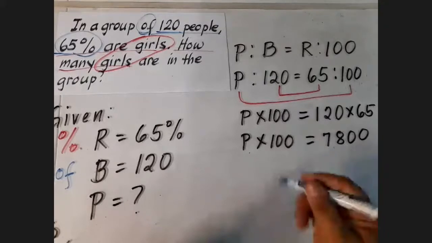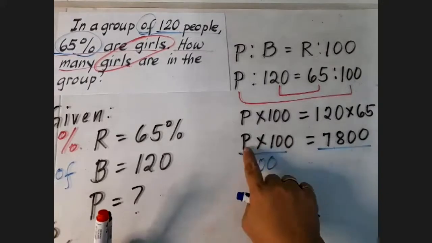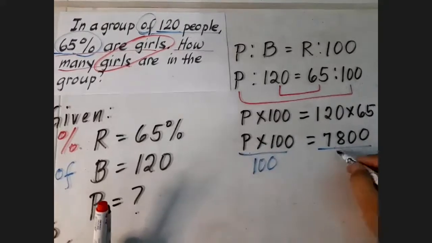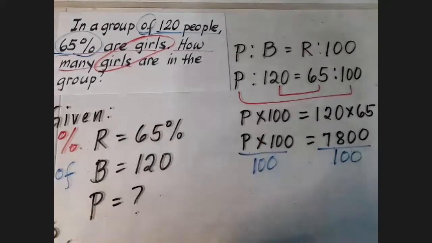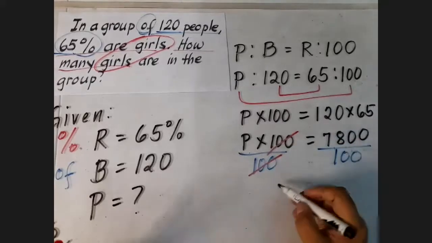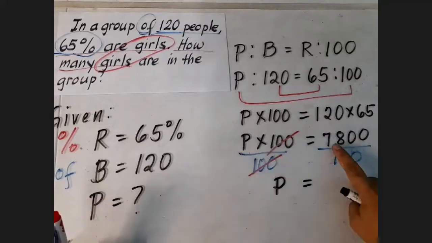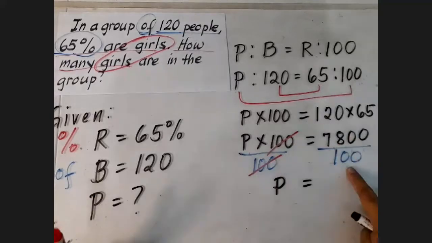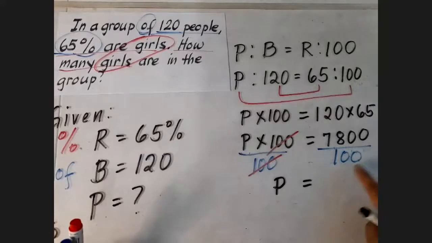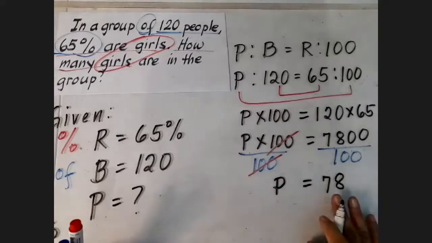We divide both sides by whatever is multiplied to the variable. That is 100. Sa kaso nito, it's 100. So we could cancel this out, leaving us with P. Okay. So P now is 7,800 divided by 100. And that is 78. Okay, ano yung 78?